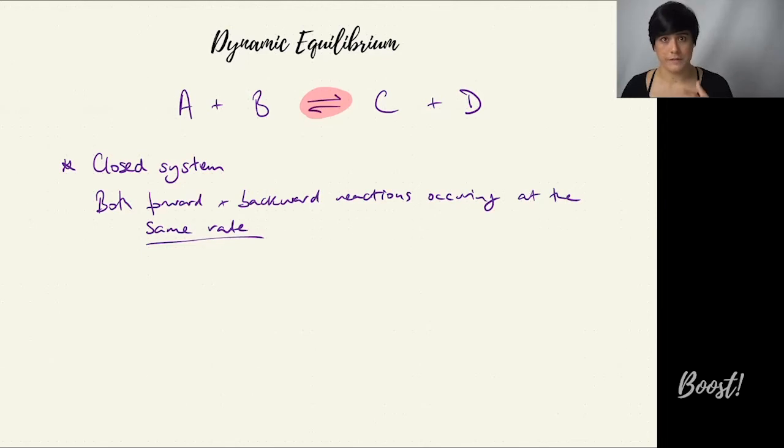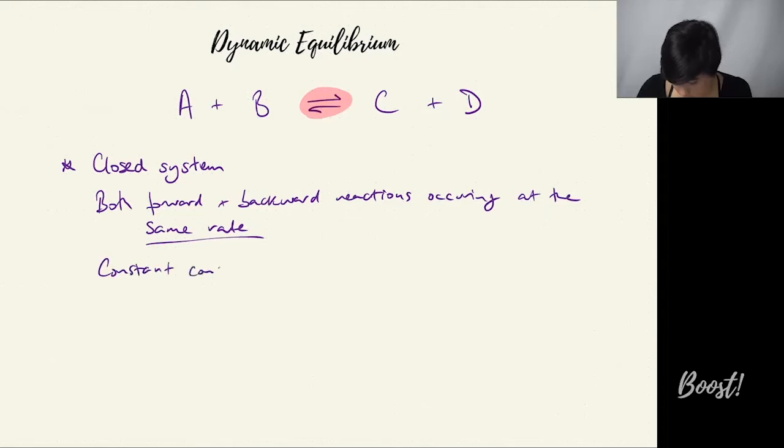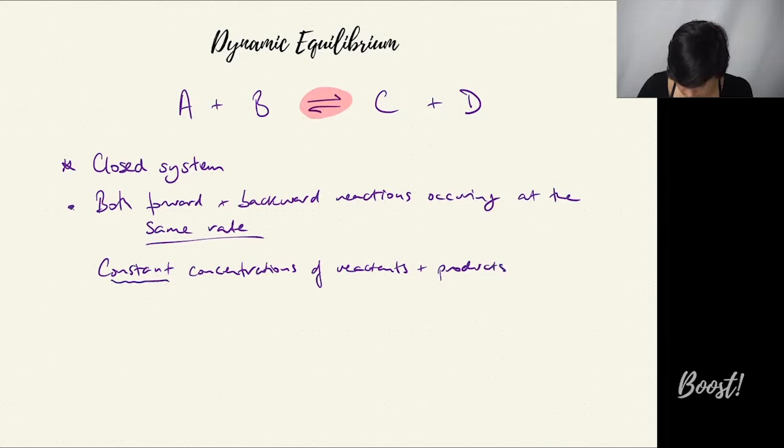The result of seeing these reactions happening at the same time, at the same rate, is that we'll end up with constant concentrations of the reactants and products. Now, I write constant rather than some other kind of word like the same, because once you've reached equilibrium, you won't see the concentrations of the products or the reactants change. They will remain at the same level that they were in once they achieved equilibrium.